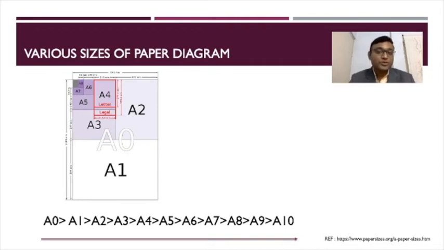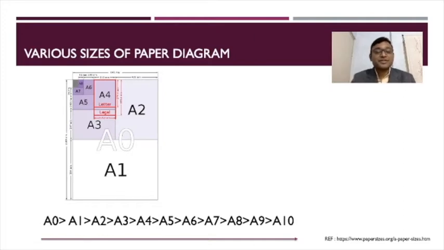Now, where do we use A0? Where do we use A10? We should all know about this, correct? If you have observed, there are small postage stamps available in the market which we use to stick on envelopes so that we can send out our posts. That small stamp is usually the size of A10.